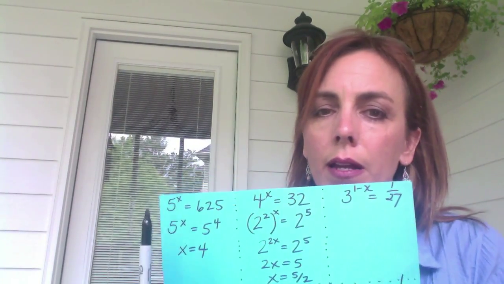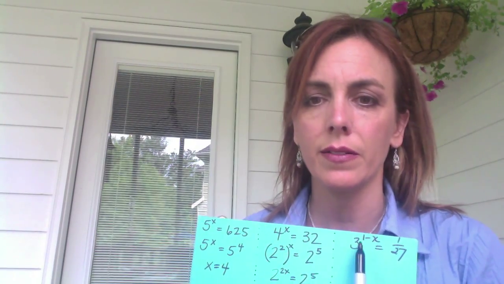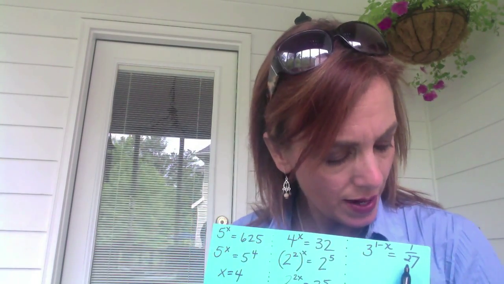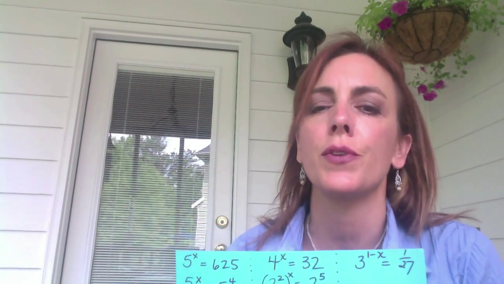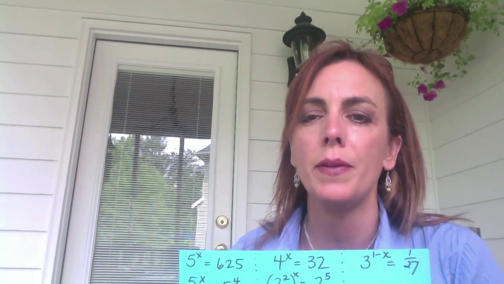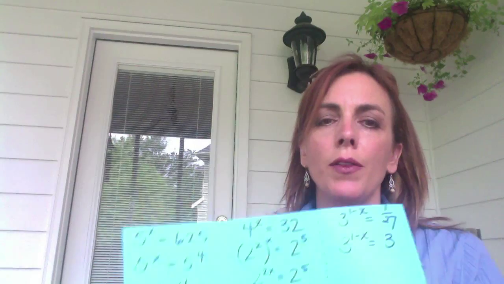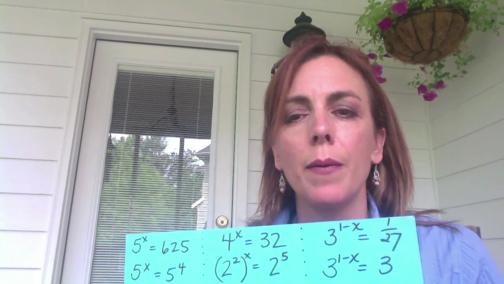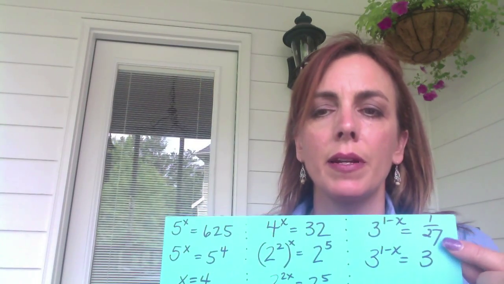Now let's look at this idea. We have 3 raised to the 1 minus x is equal to 1 divided by 27. The numbers there should trigger the idea of what base. The base there is 3. My left-hand side we just leave alone: 3 to the 1 minus x. Now that right-hand side, we know that the base is going to be 3. Thinking about just the denominator, what power of 3 is that denominator?